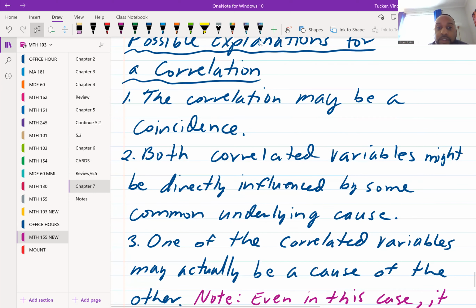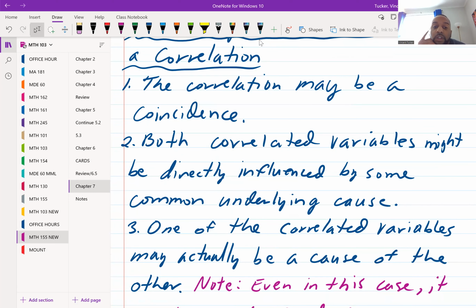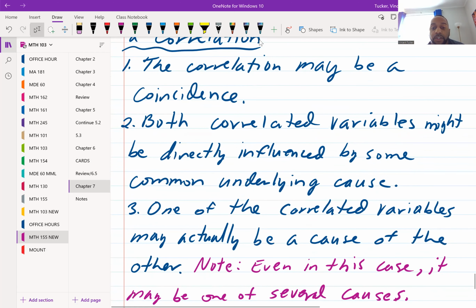And then the last one: one of the correlated variables may actually be a cause of the other. And notice it says a cause, not the cause. So even in this case, it may be one of several causes. It goes back to what I was saying initially, that liquor stores could be attracting that type of activity, but there may be multiple reasons as to why crime is high in that area.